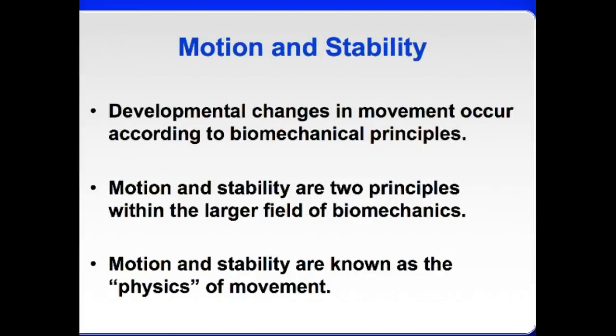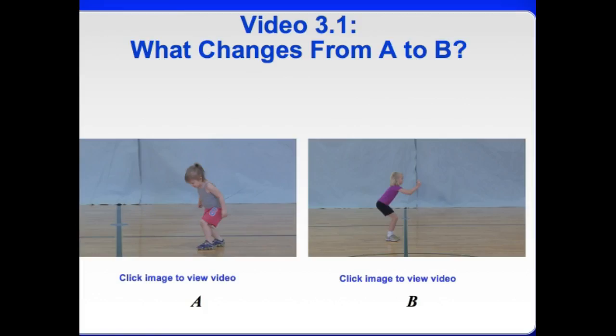Motion and stability. Developmental changes in movement occur according to the biomechanical principles. Motion and stability are two principles within the larger field of biomechanics, and motion and stability are known as the physics of movement. What changes from A to B?